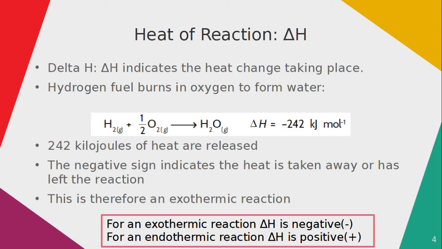So the minus sign there means that there was more heat energy in the flask before the reaction started. It's producing heat, and we say that heat is moving into the surroundings, so it's heating up the flask. It'll heat up your hands if you put your hands around the flask. So it has left the reaction, and therefore it's an exothermic reaction. So to summarize that, an exothermic reaction is when the delta H is negative, and an endothermic reaction is when the delta H is positive. So the heat of reaction, the change, is positive for endothermic reactions.